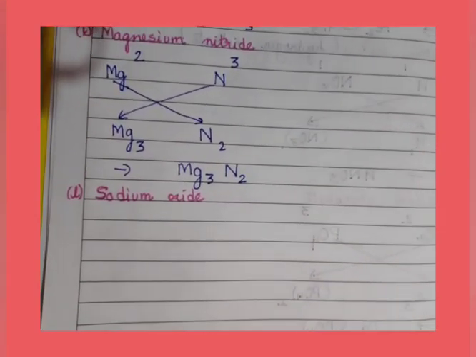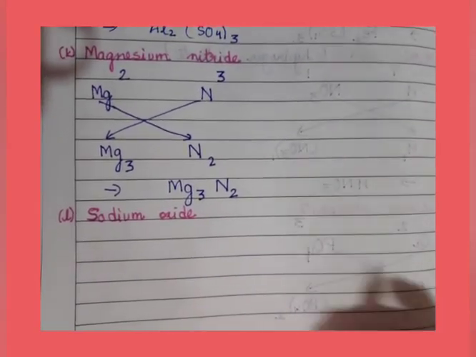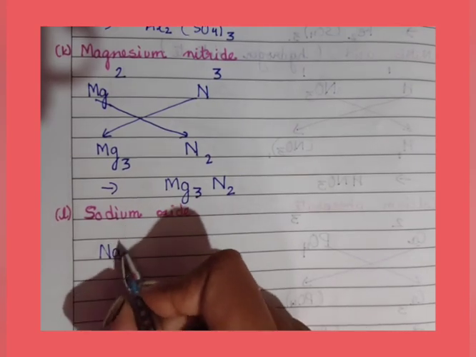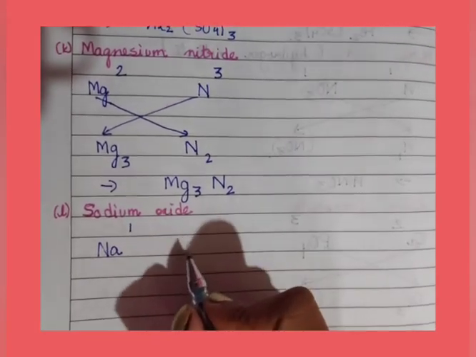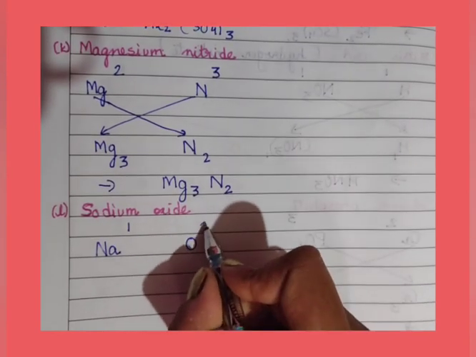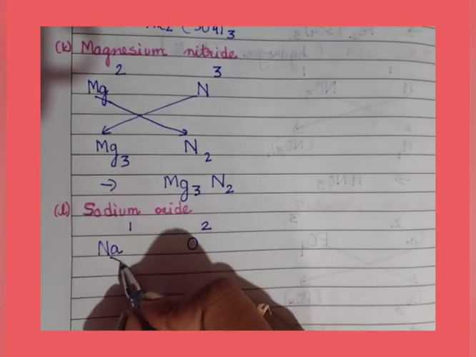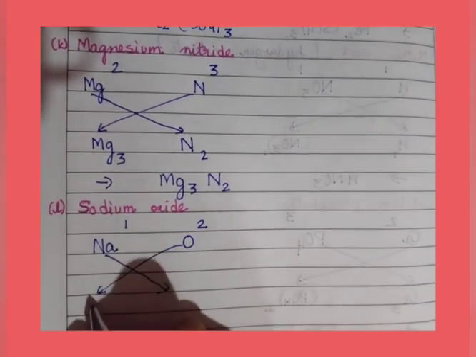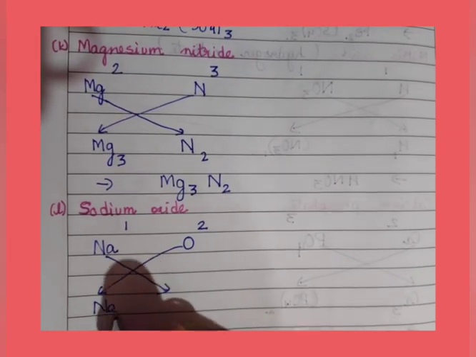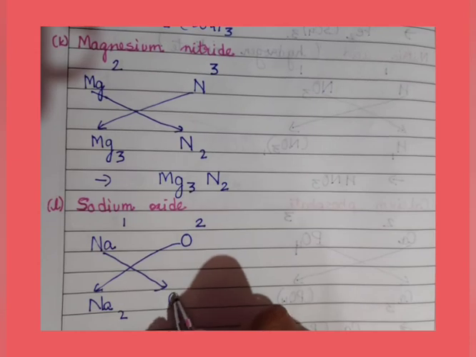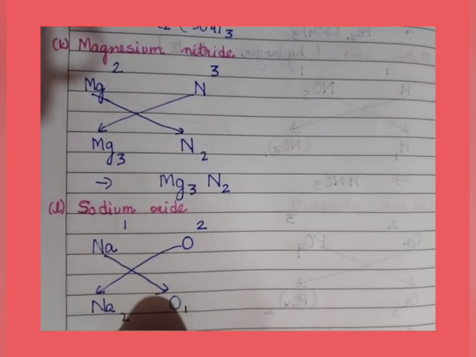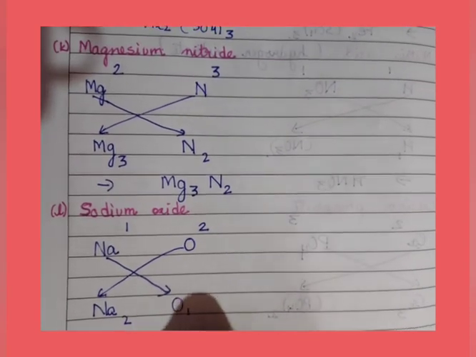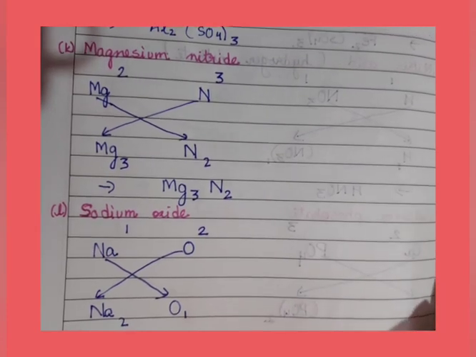Okay. Next is sodium oxide. Now, sodium formula is Na, valency 1. Oxide O, valency 2. Now they are going to interchange the valencies. So after interchanging, what do we get? Sodium 2 comes here, oxygen 1 comes here. So what is the formula? Na2O. This is the formula of sodium oxide.